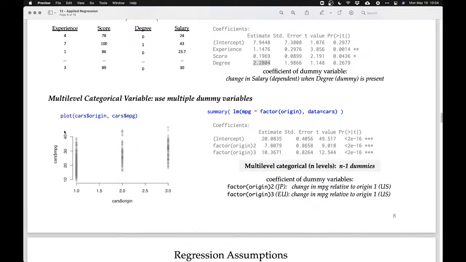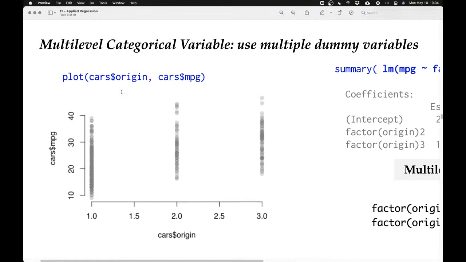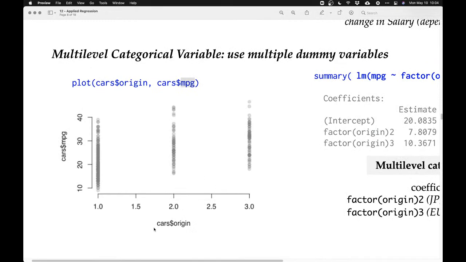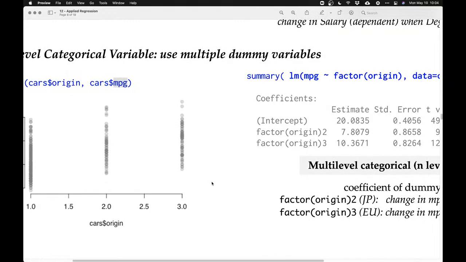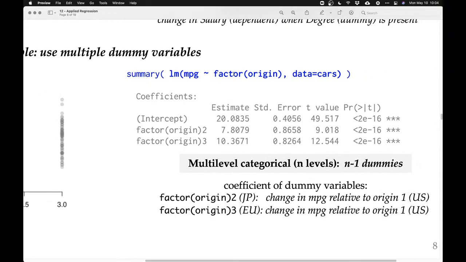Because if I plot the origin of the car against miles per gallon, well, miles per gallon is kind of a continuous variable, but you see there's only 3 types of origin, 1, 2, and 3. And the plot looks something like this when you plot the origin of the cars versus the miles per gallon. And when I run the regression, I'm telling it factor origin.